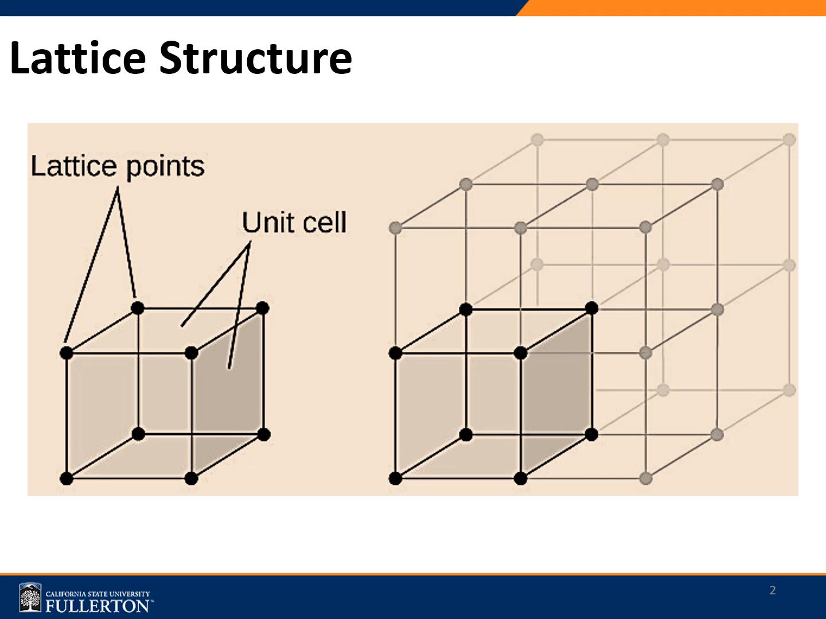The length of the primary axis or the principal axis or the edges of this unit cell and the angle between them are termed as the lattice constants or the lattice parameters of the crystal structure.